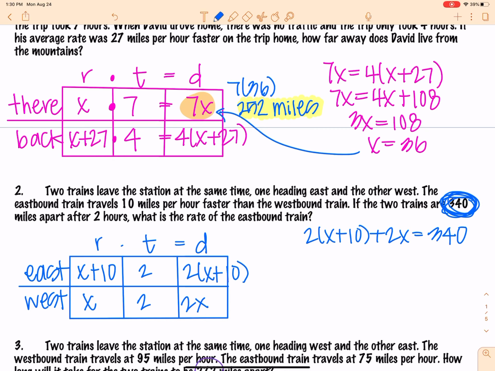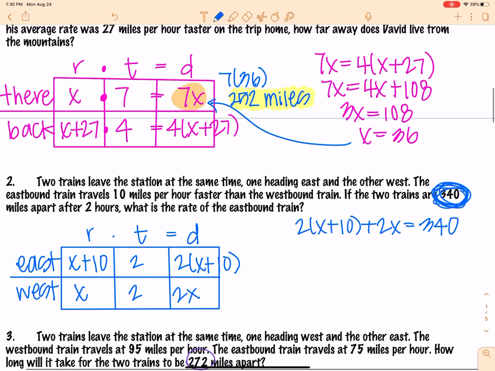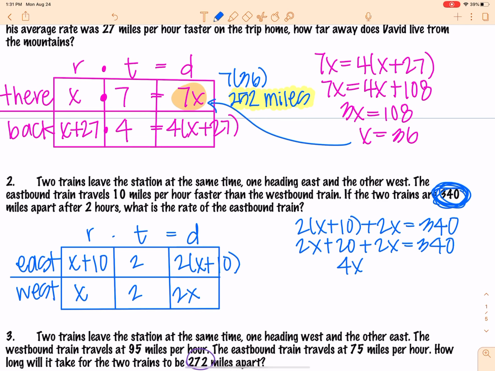So now we just go back to the problem. We're going to go on and solve it. So just distribute, combine like terms, and divide to get x equals 80. And again, that's not necessarily your answer. So let's see what the answer is and see where we can plug it in.